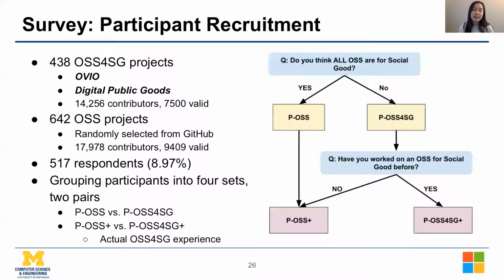Going back to the challenges for the study, we don't know how developers define open source for social good. Also, based on some opinions we collected from the interviews, we put 2 special questions in our survey to group the respondents into 4 sets to ask further questions based on their answers. The first question is, do you think all open source projects are for social good? For those who believe the open source for social good is different from general open source projects, we asked them the second question. Have you ever worked on a social good project before? To put it simply here, we can group the respondents based on their open source for social good opinions and experience, and then compare their opinions across groups.